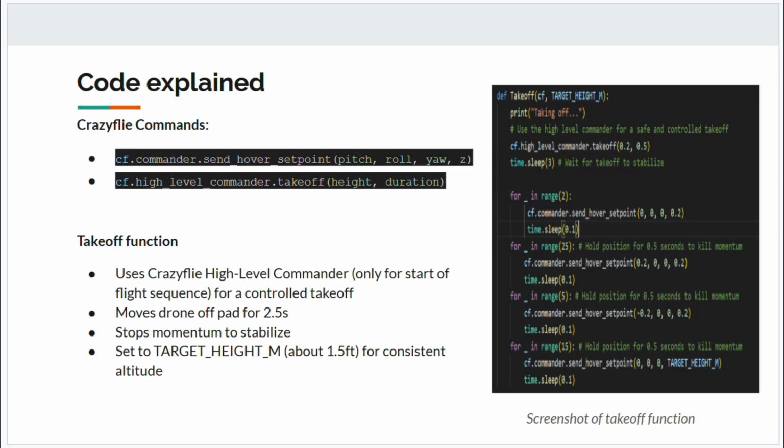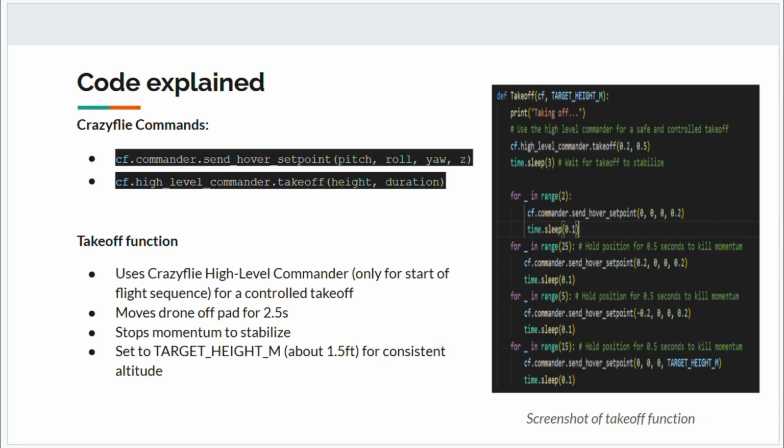Now, going into more detail on the code, we utilize Crazyflie's high-level and low-level commander functions to control our drone. Mainly, we're using the low-level option as it gives us control over the pitch, roll, yaw, and altitude of our drone, allowing us to precisely move it throughout space. While the high-level option is used at the beginning, as it's a good way to start the takeoff of the drone, basically for a smooth and controlled takeoff.